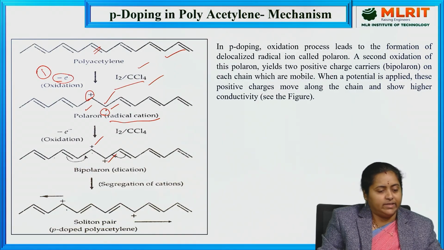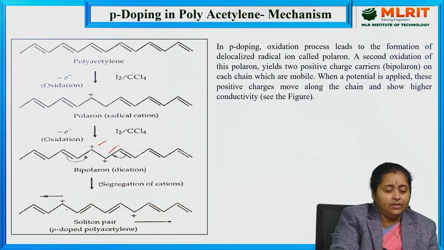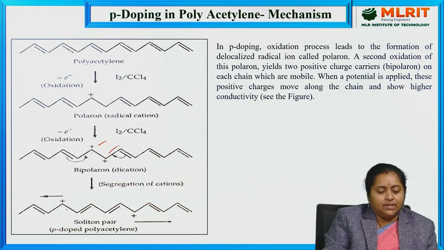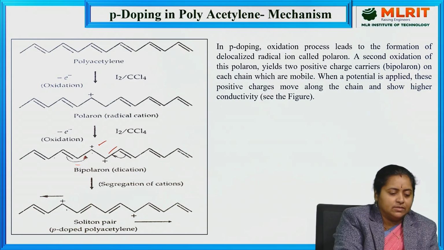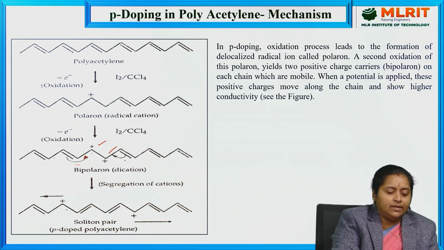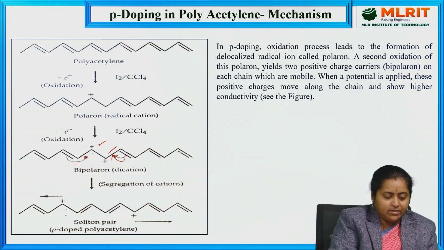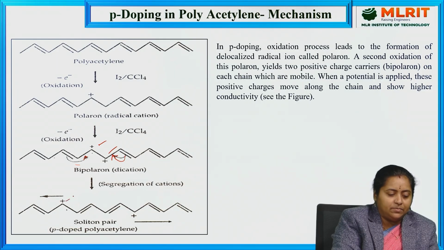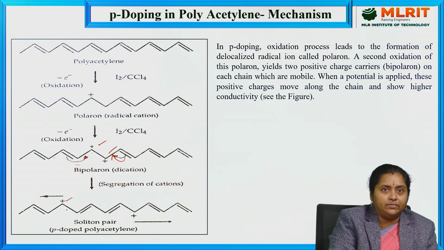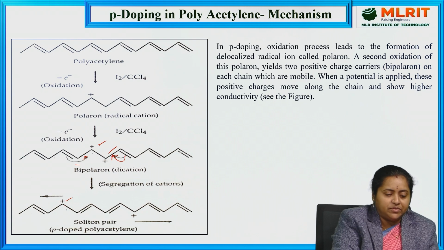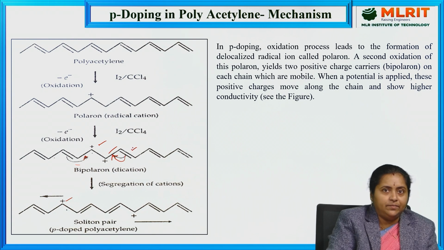And then in the next step, after the formation of this dication or bipolaron, this charge is involved in segregation, or we will call it segregation of cations. If this bond is shifted towards this carbon atom, and then this bond shifts towards this carbon atom, then what will happen? This charge separation takes place. Segregation of this cation, that is positive charge, takes place. As this bond is shifted, this carbon will acquire a positive charge. So here in this last step, we are getting a positive charge. If this bond is shifted towards here, this carbon will have a positive charge.